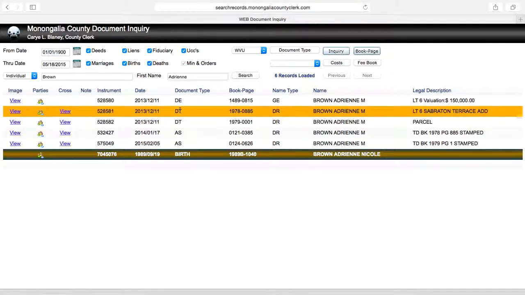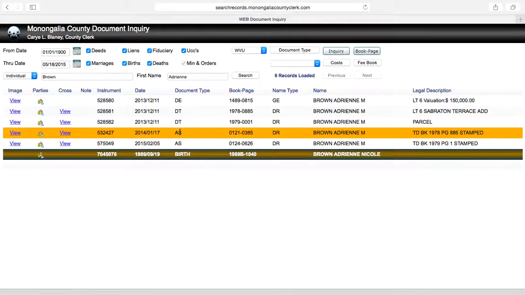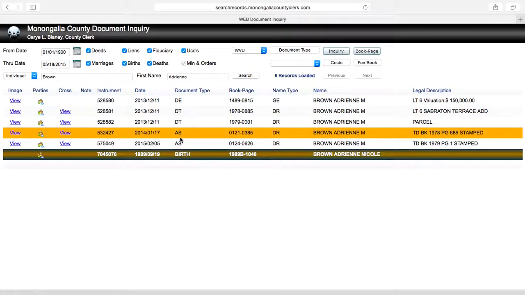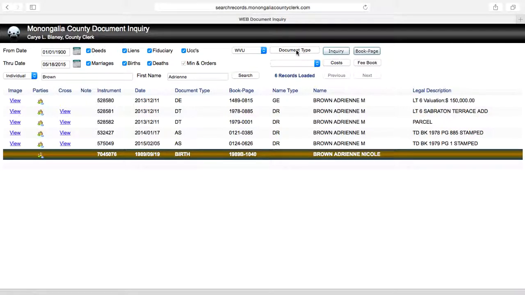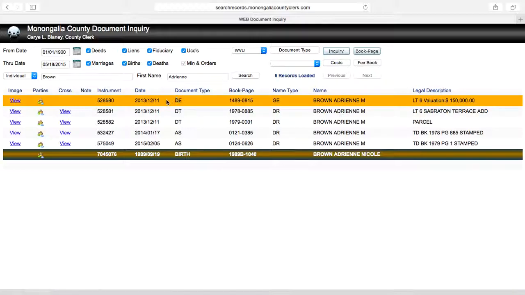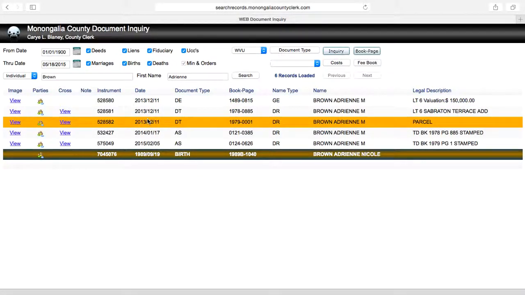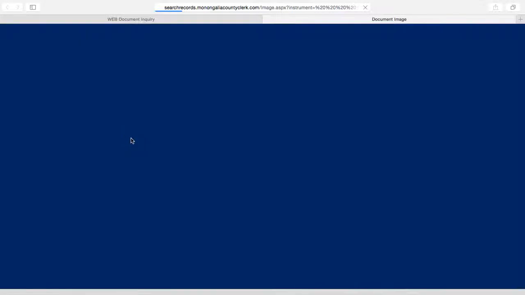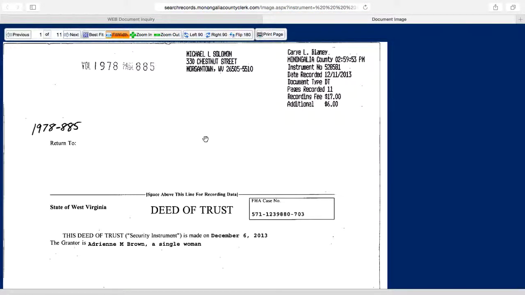We've got 2 deeds of trust and 2 assignments. Now, if you forget what these document type abbreviations stand for, you can always click on document type and find what that abbreviation means. When the deed was transferred, we see on that same date we had 2 deeds of trust. Well, let's look at the first one. We're going to click on this button here. It says View, and it's going to pull up our deed of trust.